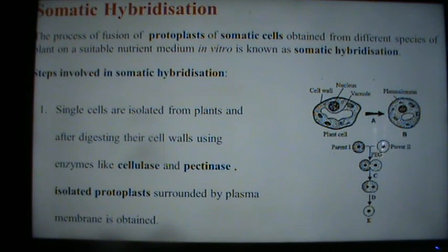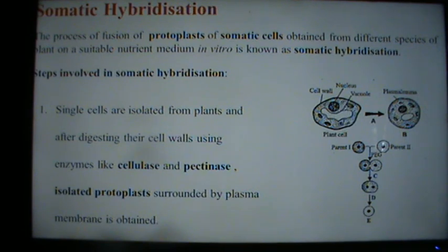Then we have studied somatic hybridization. In somatic hybridization, cells from two different varieties of plants are taken, and the process is the fusion of protoplasts of somatic cells. These somatic cells are obtained from different species of plants, for example a tomato plant and a potato plant, and they are grown in a nutrient medium in vitro. This is known as somatic hybridization.